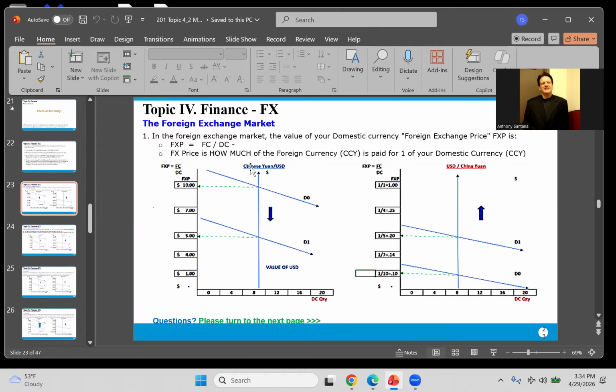Also, even if it has no title, the domestic currency is in the denominator here of the foreign exchange price. You must memorize this formula. Foreign exchange price is the foreign currency over the domestic currency. So domestic currency will also be on the bottom here. So if you see US dollars here on the bottom, it means we're looking at the value of the US dollars. Now, why, if it's the value of the dollars, do we put dollars in the denominator? Doesn't seem to make sense, right?